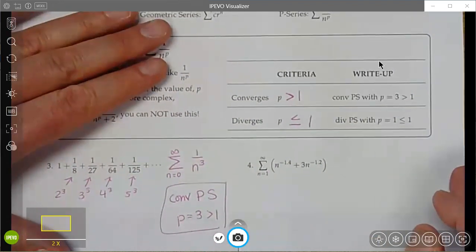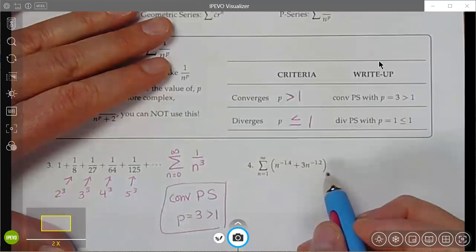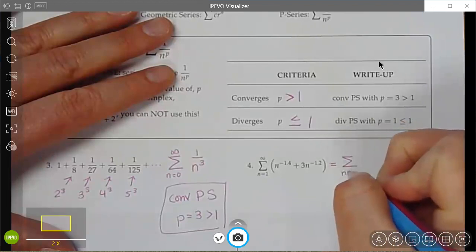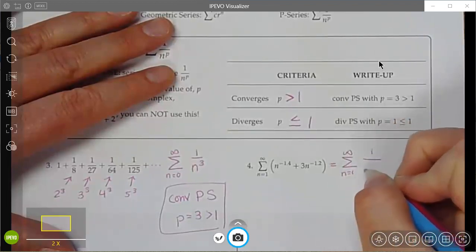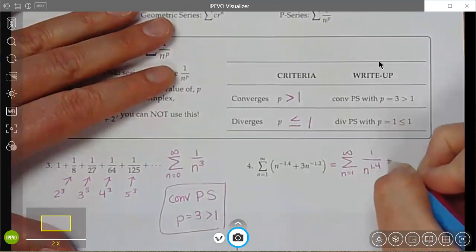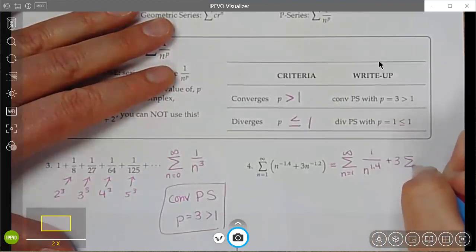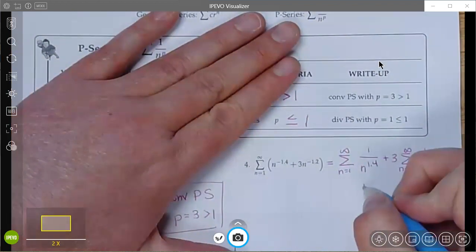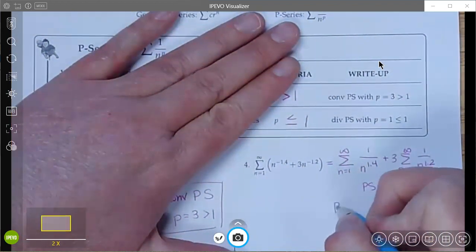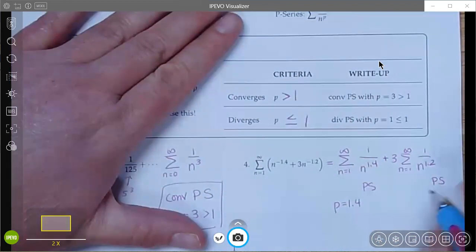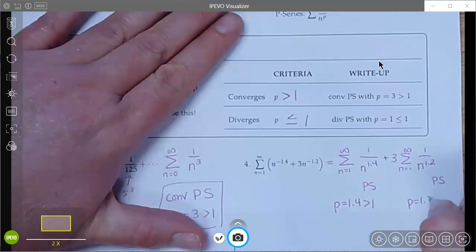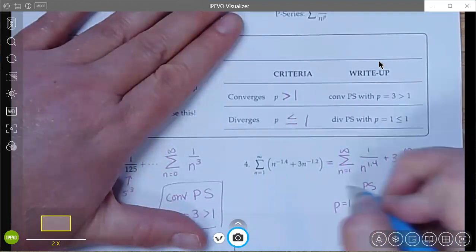And then number 4, so 2 things that I'm adding together. So I'm going to use the linearity property on this one. I have the series n equals 1 to infinity of 1 over n to the 1.4 plus 3 times the series of n equals 1 to infinity of 1 over n to the 1.2. So these both look like p-series to me. Put p-series down, and p is equal to 1.4 here, which is greater than 1, and here p is 1.2, which is greater than 1, so both of these converge.